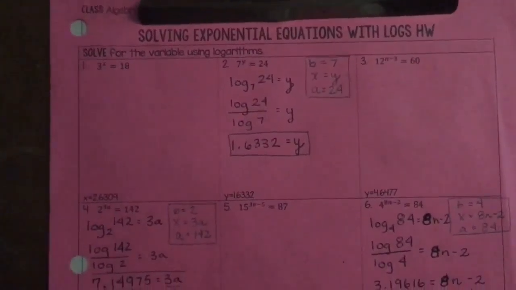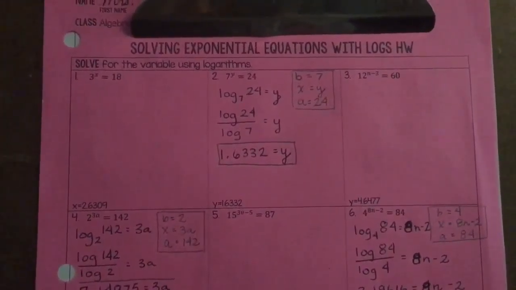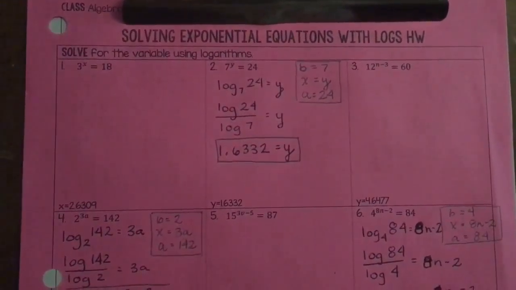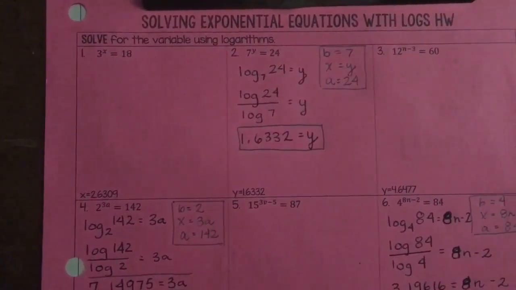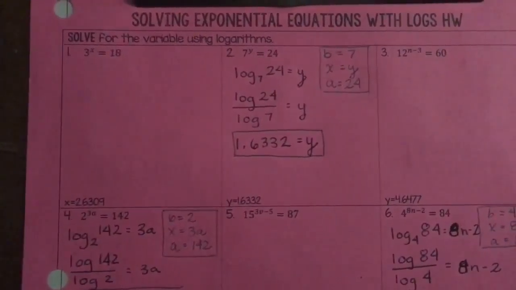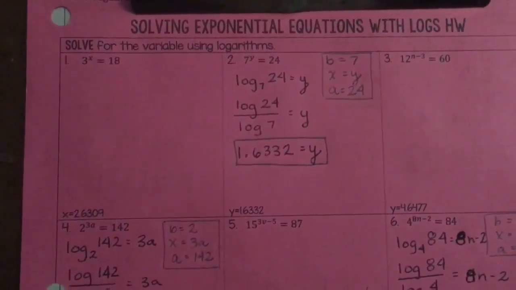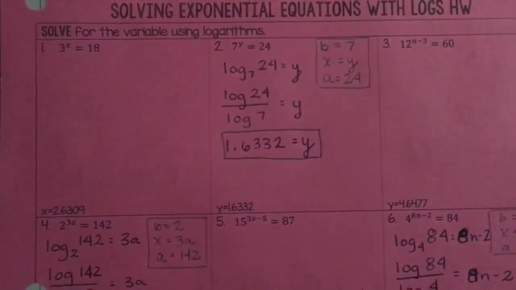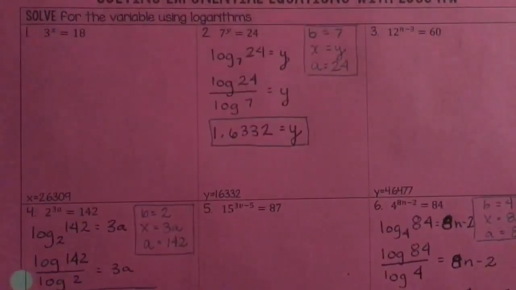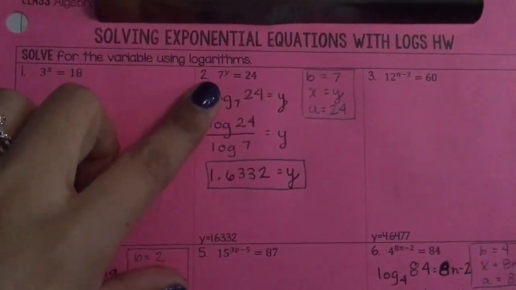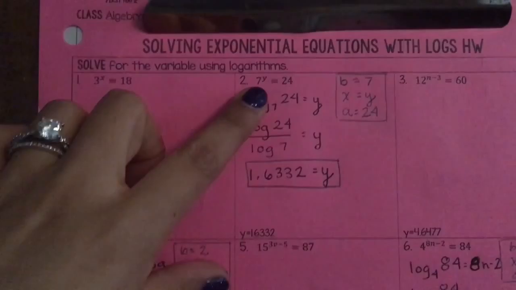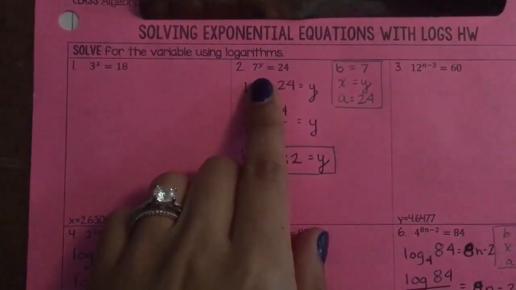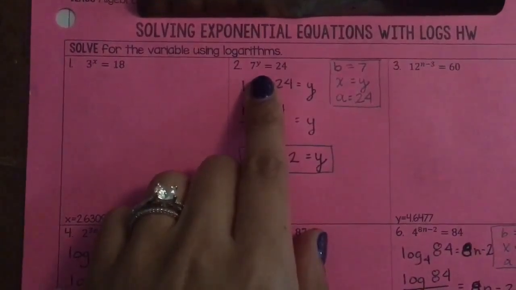Hello scholars, this is part 1 of 2 of I Can't Even with the problems from solving exponential equations with logs homework. The first even problem is problem number 2. We are asked to solve for the variable using logarithms. Our first step is to isolate our exponential expression, which in this case is 7 to the y power and is already isolated. We can move on to step 2, which is to take the logarithm of both sides.